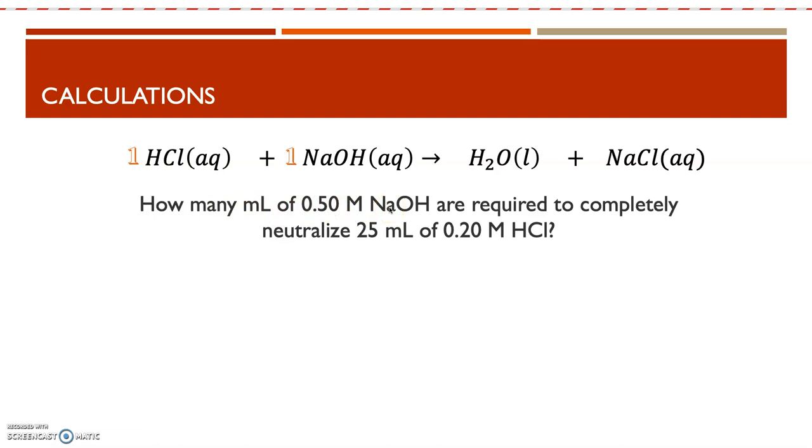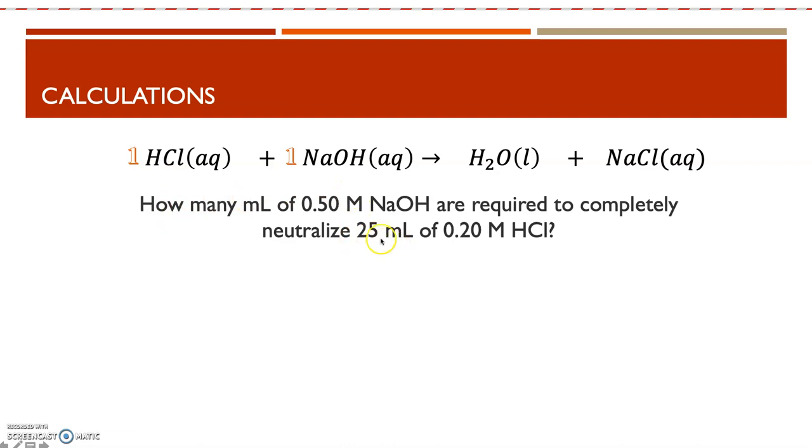So in this stoichiometry problem, we are completely using both reagents. We're not going to have any extra. There's no limiting reagent here. We're just asking, how much of this do I need to completely neutralize all of this so that I don't have any leftovers of either reactant?